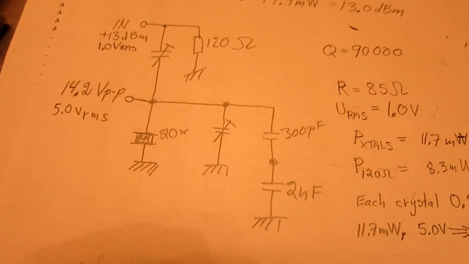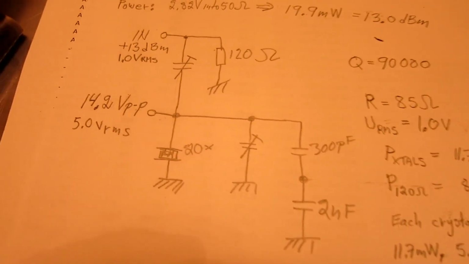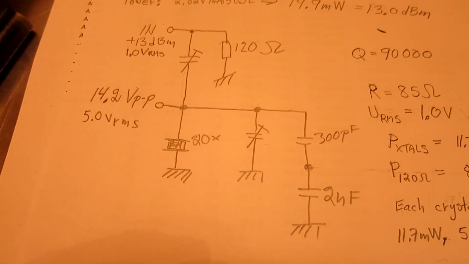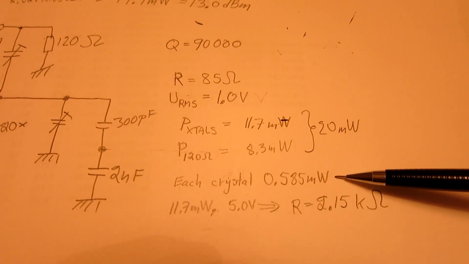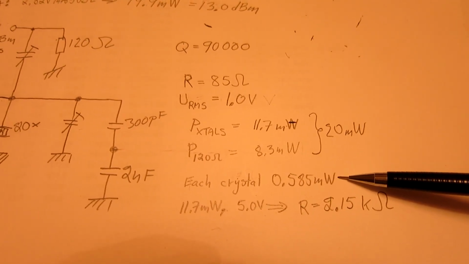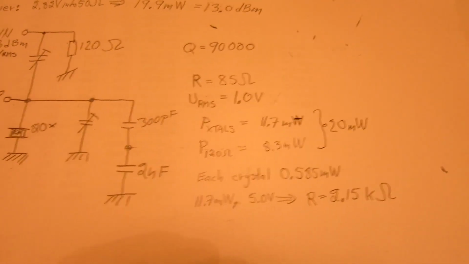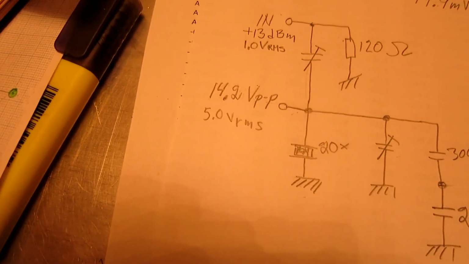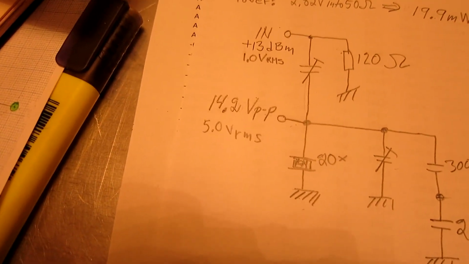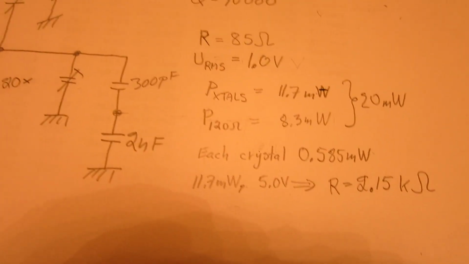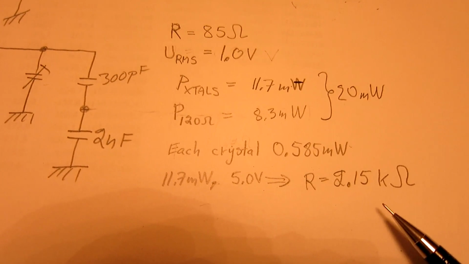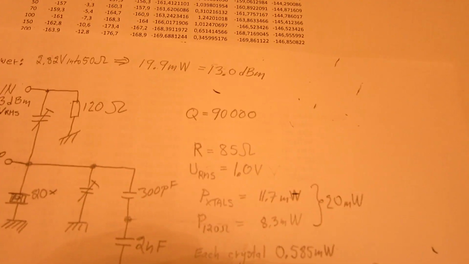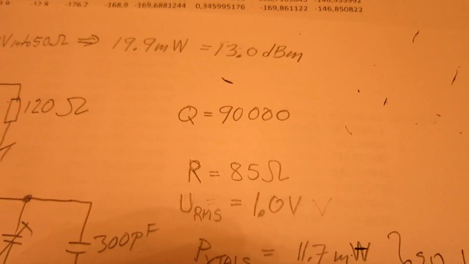In the previous video I characterized the crystal filter, which you see the schematic for here, 20 crystals in parallel. And these are the parameters I found. The power in each crystal 0.585 milliwatts. Knowing that the voltage on the crystals was 14.2 peak to peak, I know 5.0 RMS. That gives me the impedance across all the 20 crystals as 2.15 kilo ohms. And the Q, when there is no load, was 90,000.